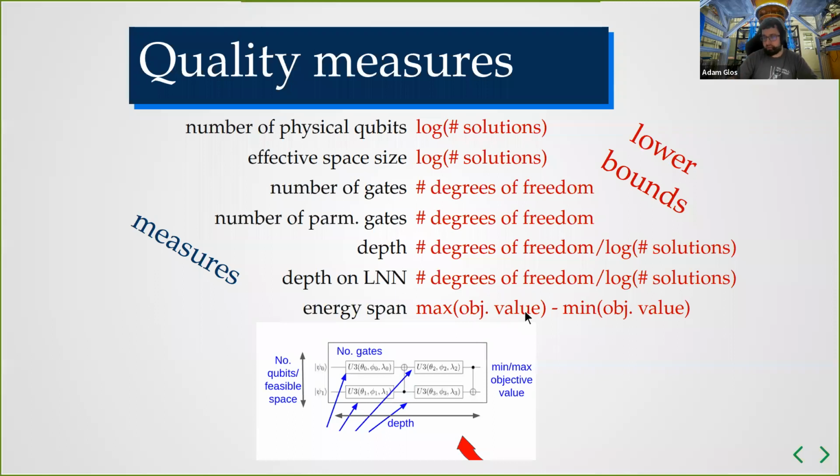Finally, for energy span, ideally we could just compute the difference between the maximum and minimum objective value, but we usually don't know this value, so we are usually satisfied with some relatively tight upper bound on this difference. All of these quality measures have a very significant impact, first of all, on the possibility of running QAOA on a quantum computer, but also on the possibility of getting quantum advantage for the given problem.